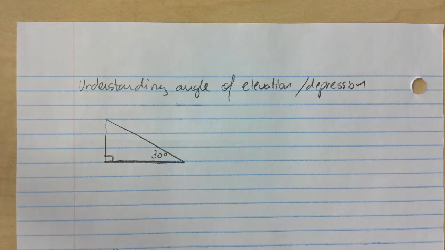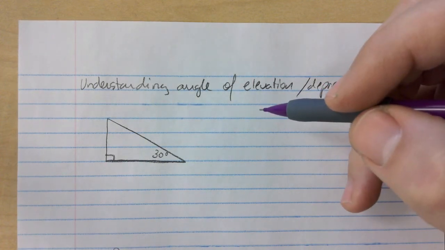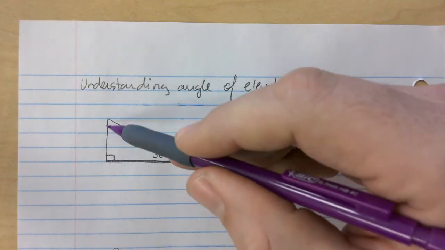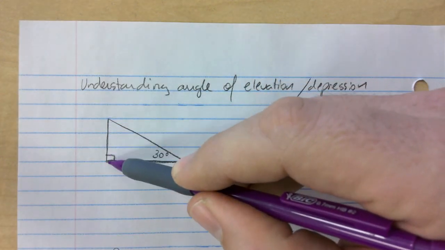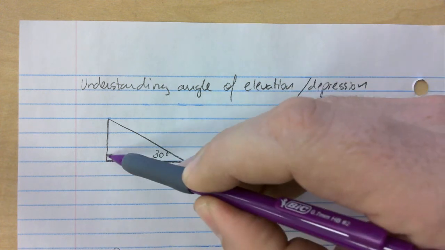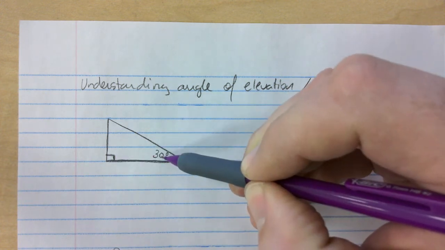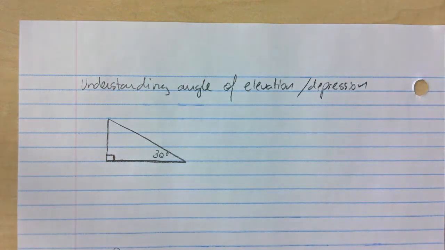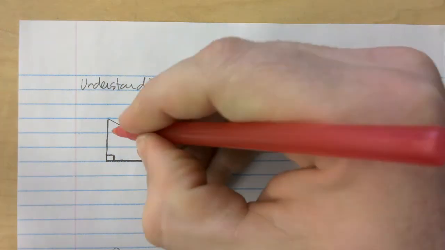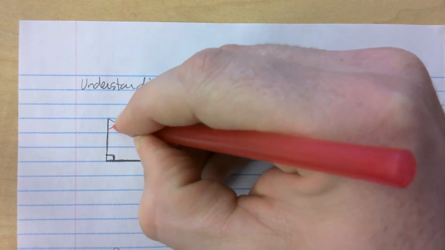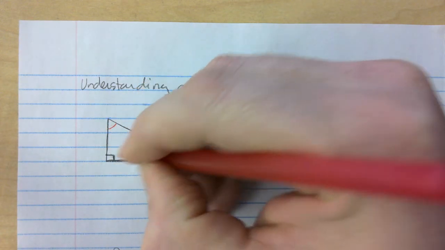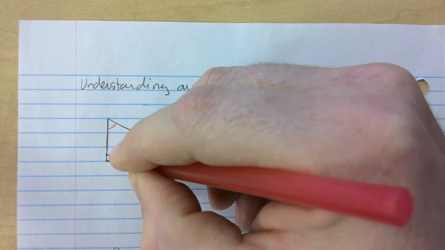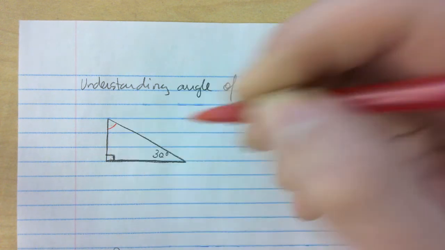Okay, so this might require you to think outside the box a little bit. If this is a right triangle, this we know is 90. This is 30. What would this angle be over here, up here? What would it measure? What do we know? All three angles always add up to 180 degrees, right?